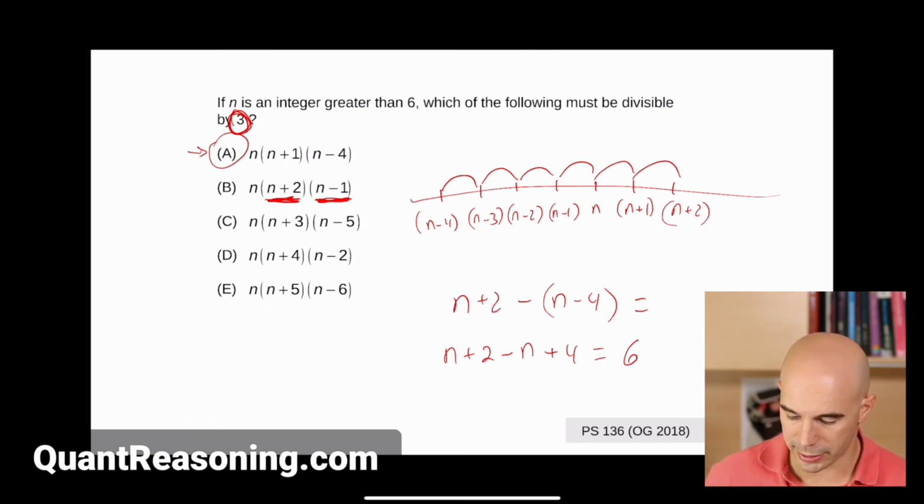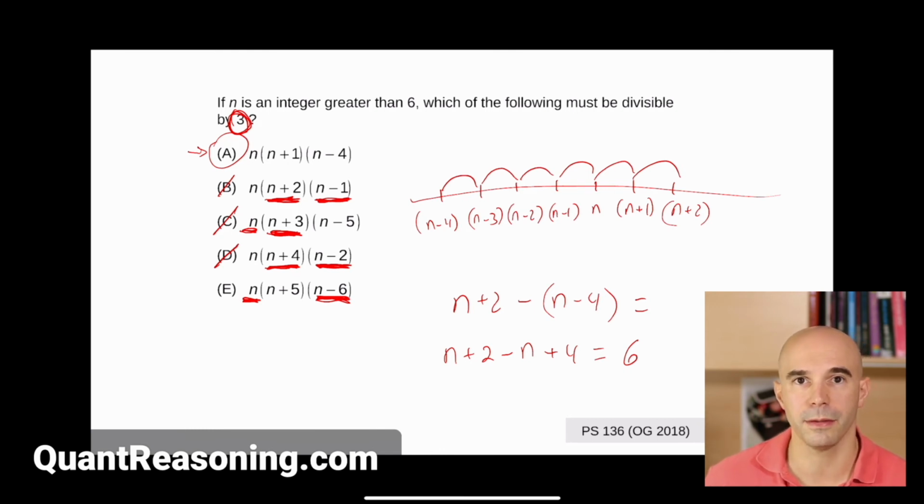What about answer choice C? Look, n and n plus 3. How far apart are they? 3. Can't guarantee. Can't guarantee. D, you've got n plus 4 and n minus 2. They came from the same camp. Eliminate. And finally, n and n minus 6 came from the same camp. The distance between them is a multiple of 3. That means they came from the same camp in the world of divisibility by 3. Eliminate E. Does that make sense?